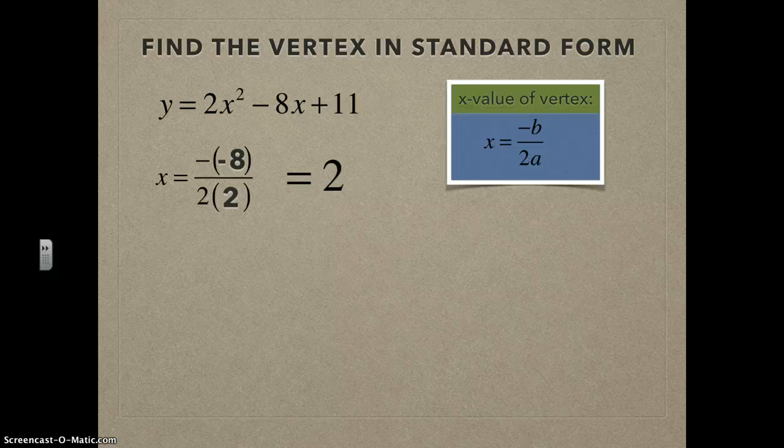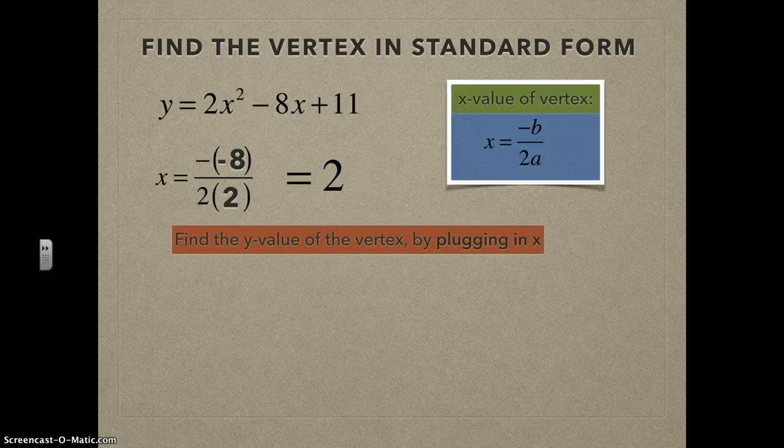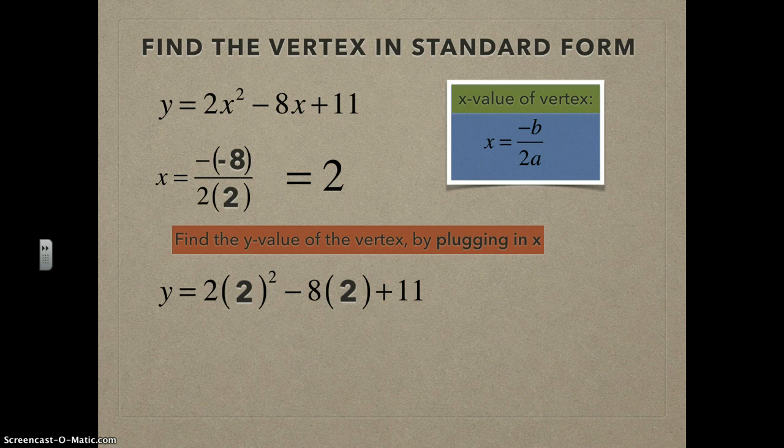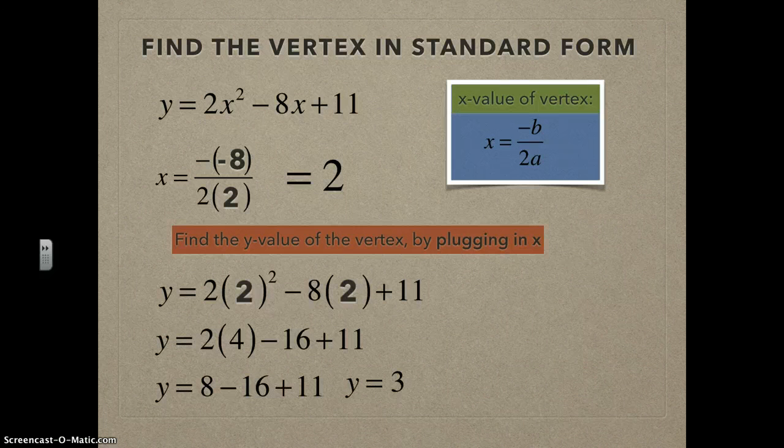What we just found is just the x value of the vertex of this parabola. So to find the y, you plug in that x value for x and solve. So take that 2, substitute it in for your x, crunch your numbers through, y is going to come out to be 3. So you have the vertex as 2, 3.